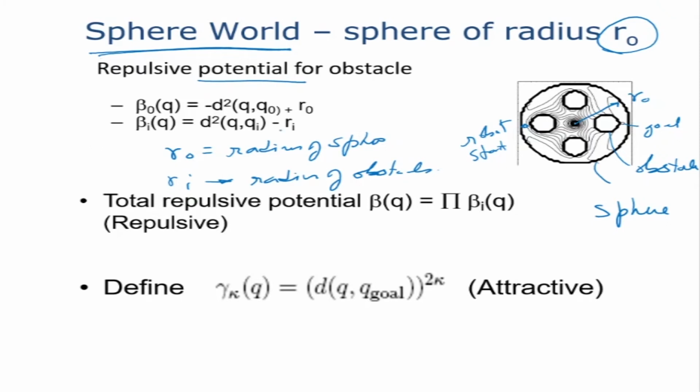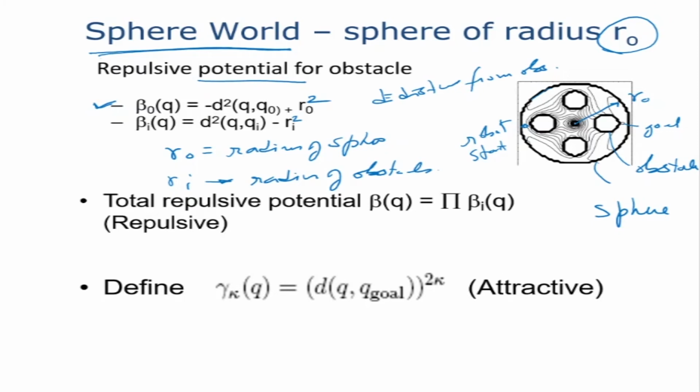Now beta is the repulsive potential, which is equal to minus d squared into Q into R naught squared. Okay. And this is the repulsive potential for the sphere, the larger sphere, the outer one. And for an obstacle, it is d squared minus Ri squared. Okay. What is d? D is the distance. D is equal to the distance from the obstacle. Okay. So d is the distance from the obstacle.